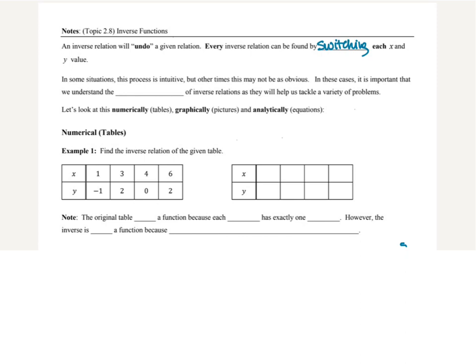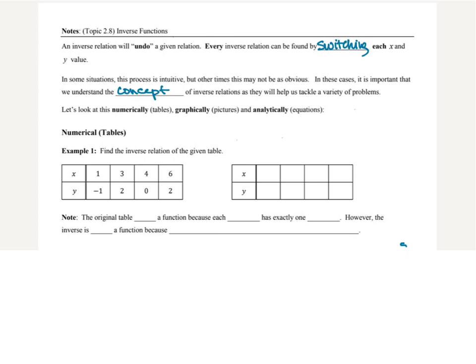In some situations, this process is intuitive, but other times it may not be as obvious. In these cases, it's important that we understand the concept of inverse relations, as they will help us tackle a variety of problems. Let's look at this numerically, which is in tables, graphically, which is in pictures, and analytically, which would be in equations. I prefer the equations because I like to math it. In these tables, it says find the inverse relation.